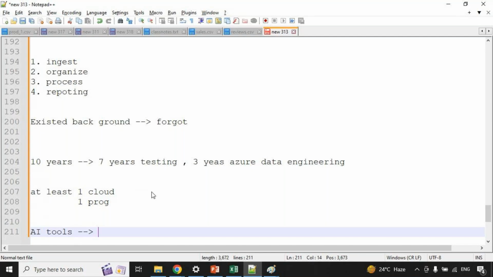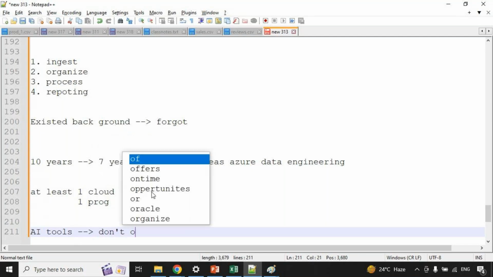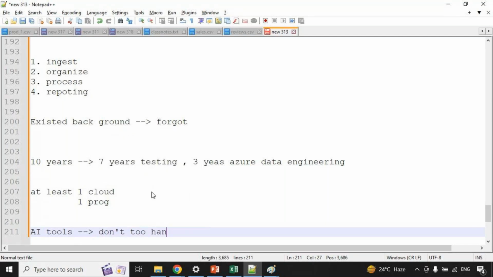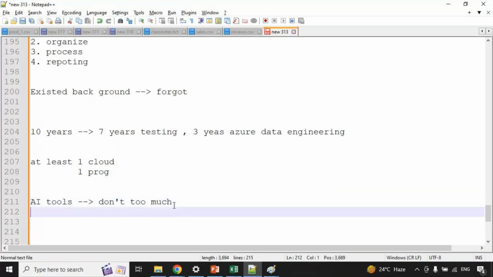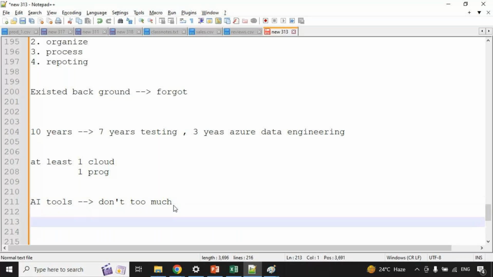But don't get too habituated to this one. Don't get too habituated to it, guys. Here, suppose, consider mathematics.